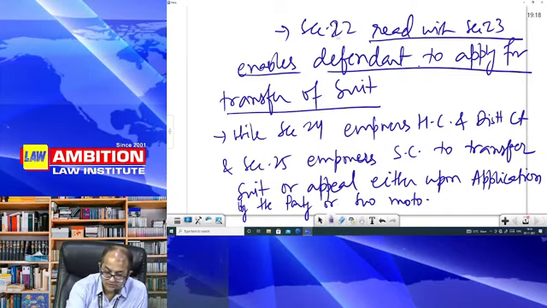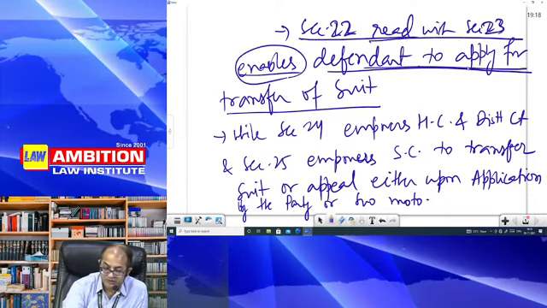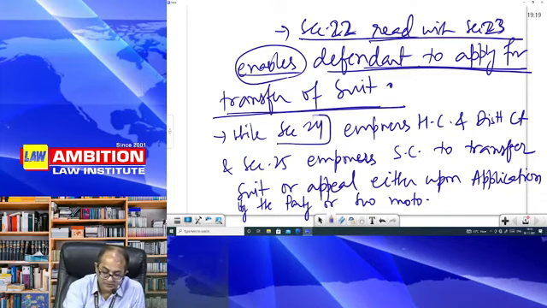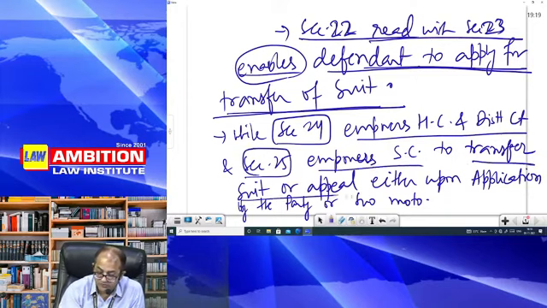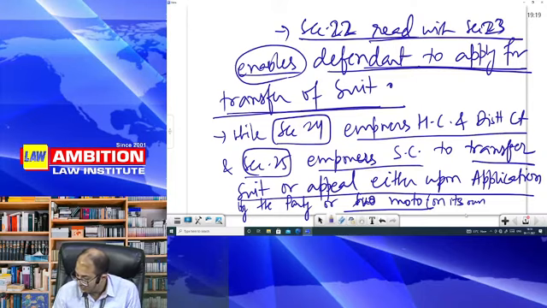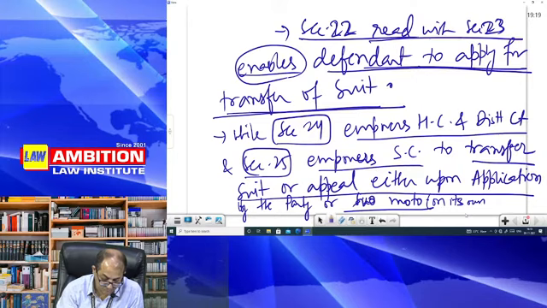So section 22 read with section 23 enables the defendant to apply for transfer of suit. So if there is any objection, you can ask for the transfer, that this is not the right court, that is the right court. And section 24 empowers the High Court and District Court, and section 25 empowers the Supreme Court, to transfer a suit or appeal either upon application by the party or suo motu, on its own. Suo motu means on its own. Either the party will apply or the court will do it on its own. I hope you appreciated this point.